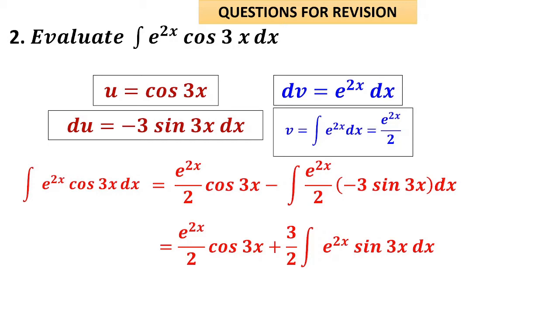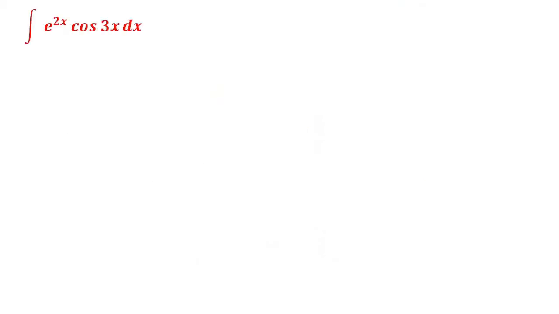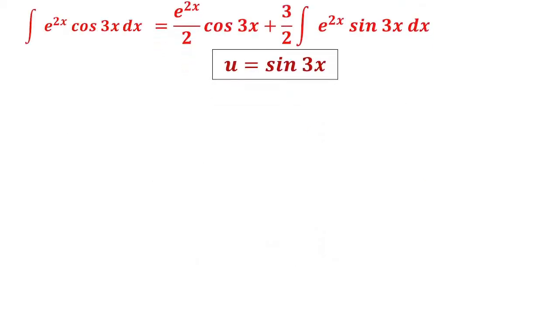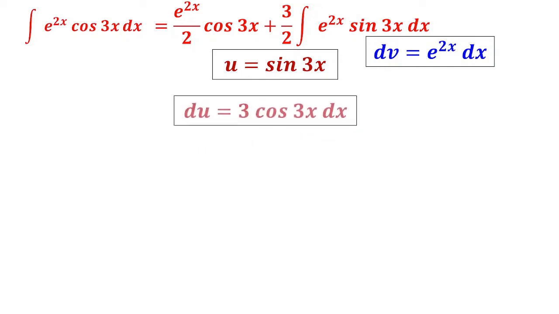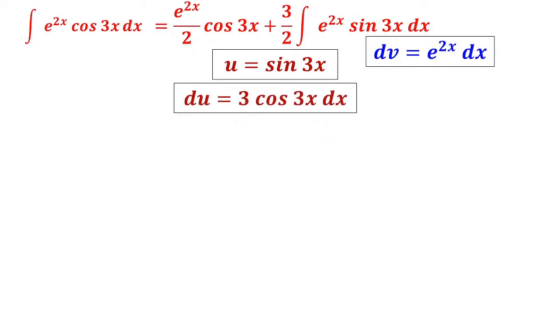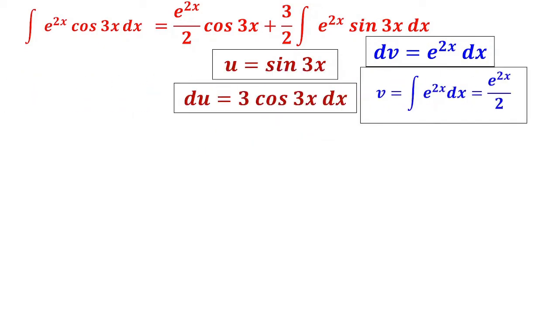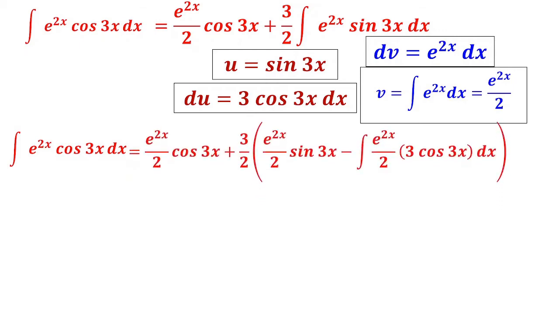The integral on the right hand side is once again exponential and trigonometry. Therefore, once again put u is equal to sin 3x, dv is equal to e power 2x, du is 3 cos 3x dx, and v is e power 2x upon 2. Carefully let us put it inside the integral sign now. First term is e power 2x by 2 cos 3x. The second integral will be 3 by 2 into u into v, therefore e power 2x by 2 into sin 3x minus integral v du, e power 2x by 2 into 3 cos 3x.